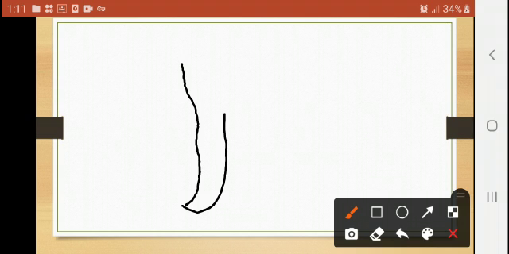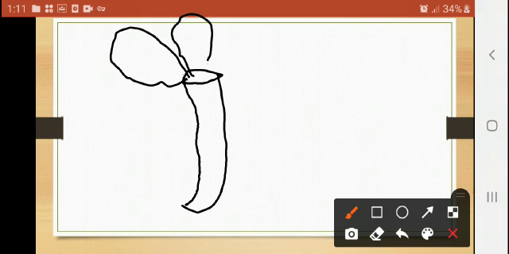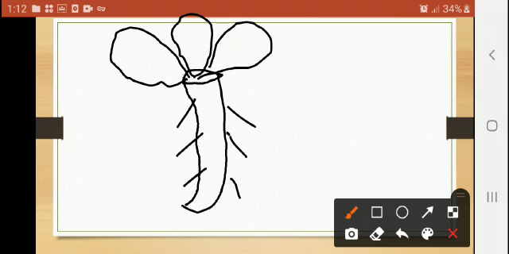You can draw a radish or carrot like that. These are the leaves of this radish and this is an example of a taproot. I have drawn a radish.